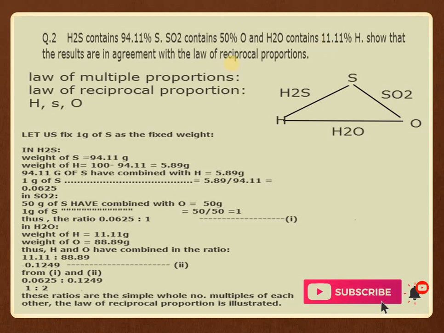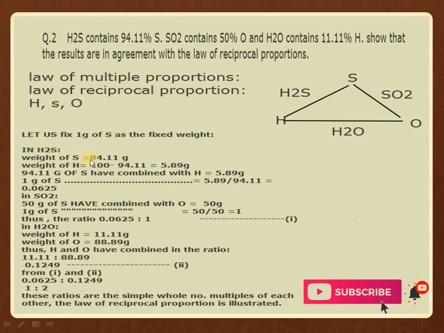So in this case we know how to do the things. The simple calculation is that we have a triangle with sulfur, hydrogen and oxygen. Between sulfur and hydrogen we have H2S. Between sulfur and oxygen we have SO2. Between hydrogen and oxygen we have H2O. So we will fix 1 gram of sulfur as a fixed weight. So we will compare H2S and SO2 firstly.